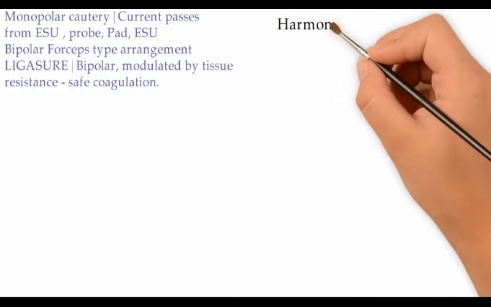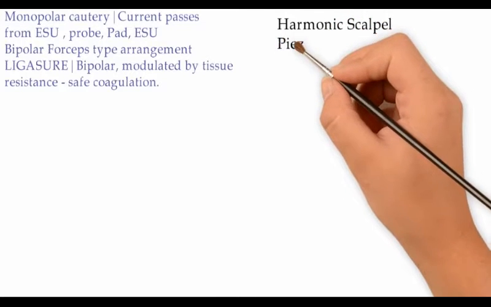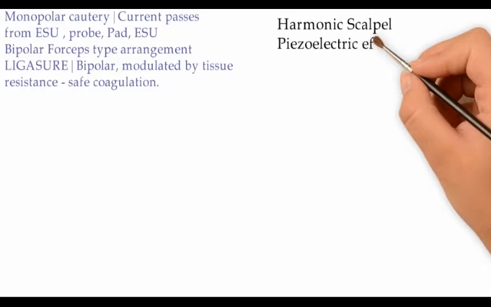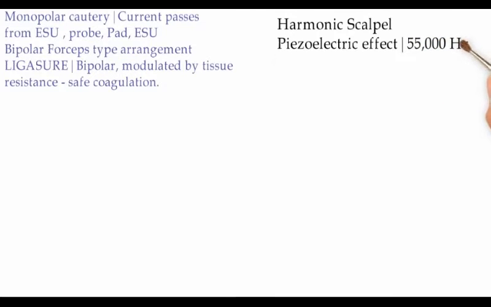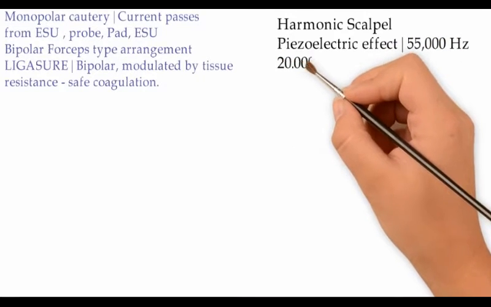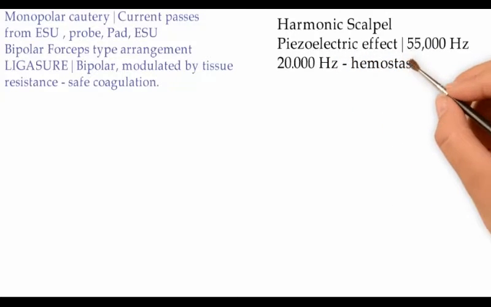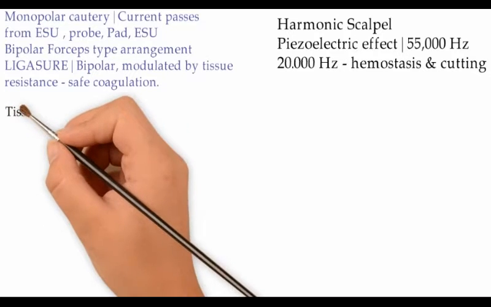The piezoelectric effect occurs when a crystal vibrates at a very high frequency if current is passed through it. Alternatively, if the crystal is made to vibrate, it generates electricity. The harmonic scalpel uses a piezoelectric crystal which vibrates at the rate of 55,000 Hz. When it is joined to the metal, the rate of vibration reduces to 20,000 Hz due to the weight of the metal. This high frequency causes hemostasis and cutting at the same time.